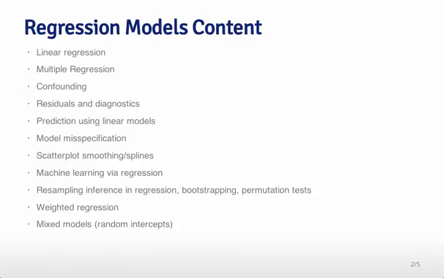So this course will cover linear regression and multiple regression, ideas like confounding, which we'll see a little bit in this class even, some prediction using linear models, scatter plot smoothing and splines, and then resampling inference and maybe even weighted regression.